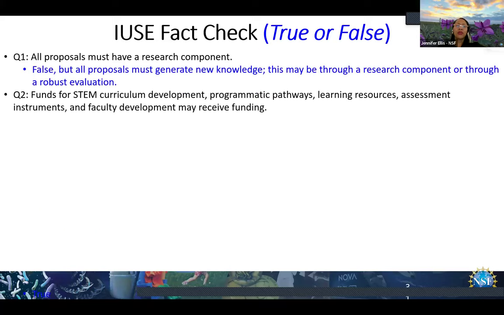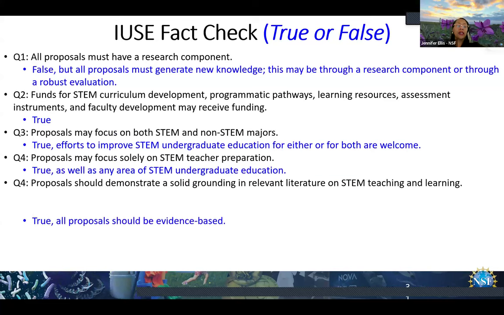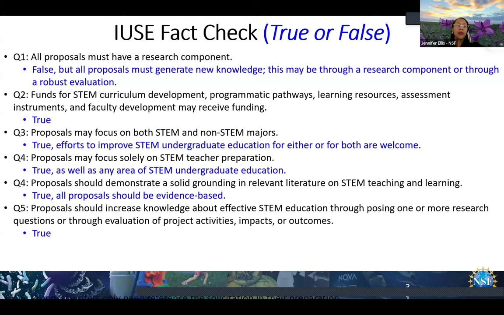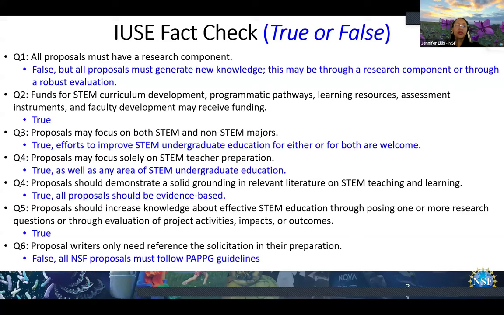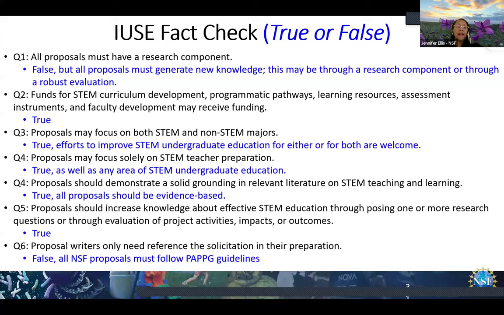I don't think we have time for some of these fact checks, but I'm going to click through the slides so you can see them. I'll highlight at least the first one. All proposals must have a research component. That is false. But all proposals must generate new knowledge, and this may be through the research component or through a robust evaluation.